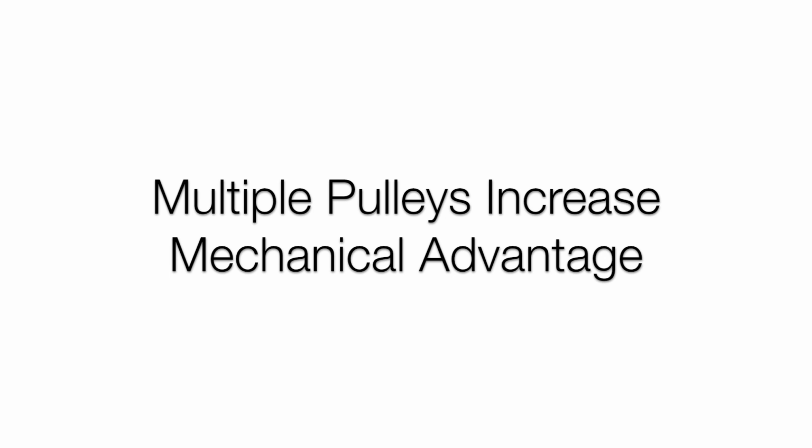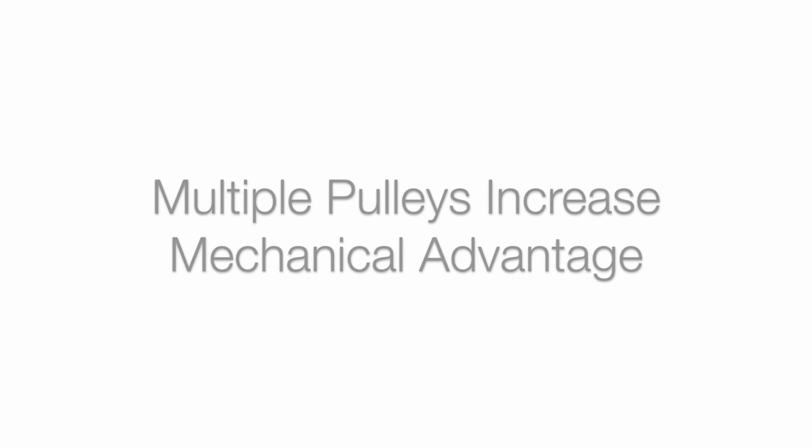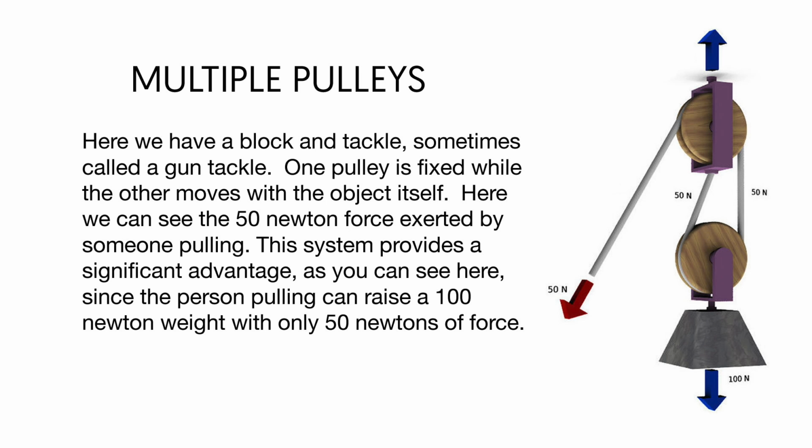This all changes when a double pulley or block and tackle system is used. When multiple pulleys are used, their mechanical advantages increase and the weight becomes easier to move. Here we have a block and tackle or movable pulley system. One pulley is still fixed, in this case to the ceiling, while the other moves with the object itself.